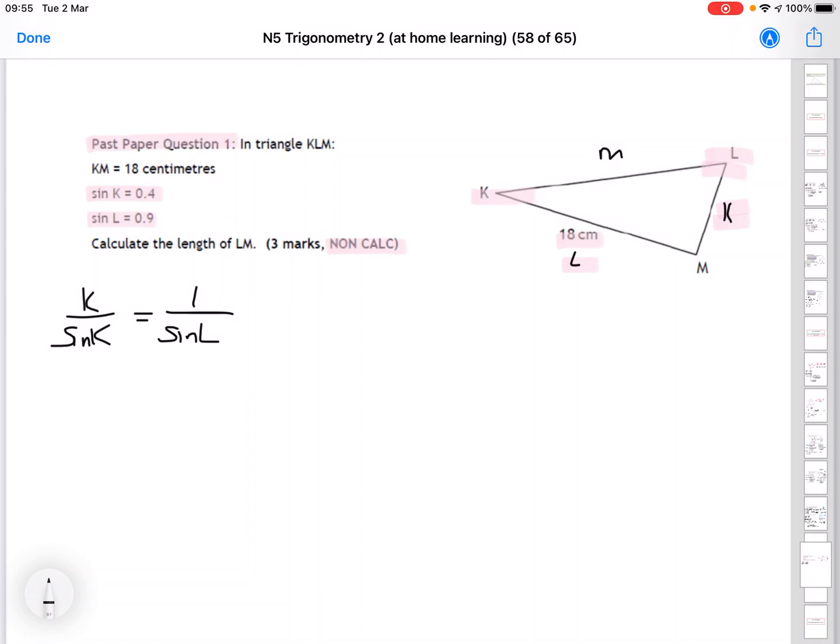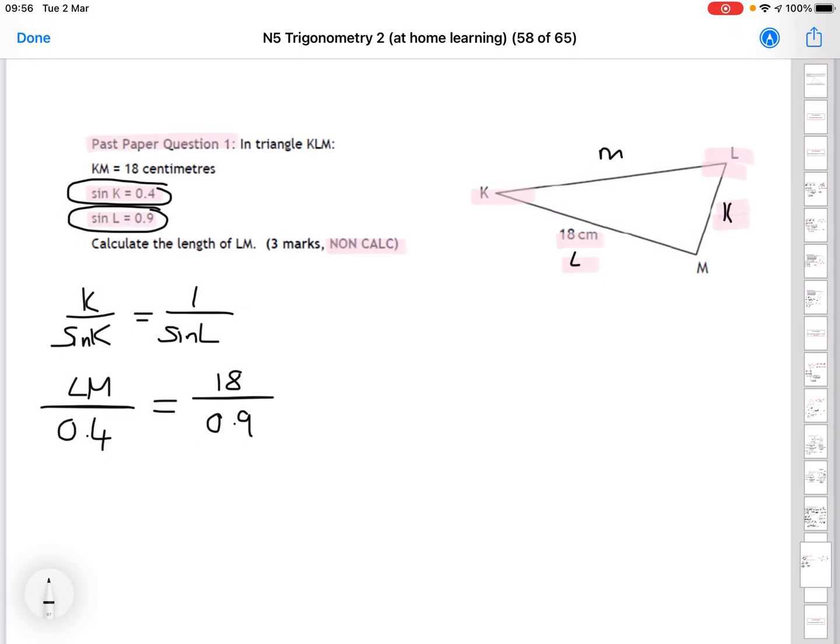So if we fill in our information, side k is that side LM that we're trying to find. So I'm going to write LM. Now sine of K is 0.4. So I'm going to write 0.4 there. For side l, we have 18, and then sine of L is 0.9. So I'm going to write 0.9 in there. Okay. So we need to now cross multiply this to solve.